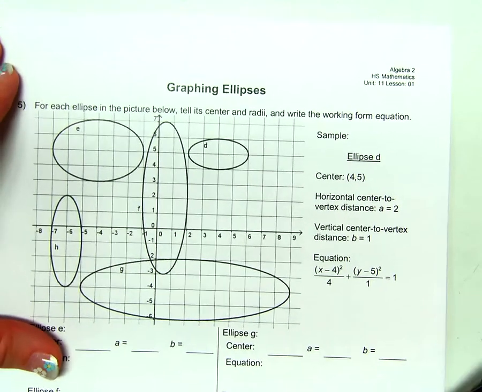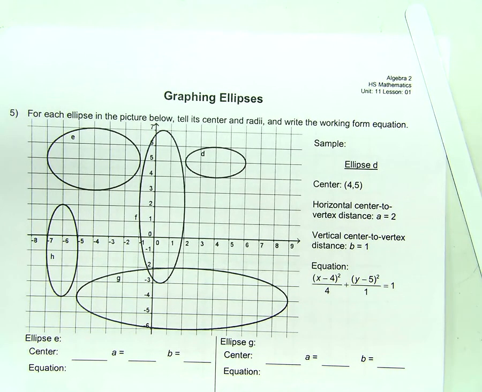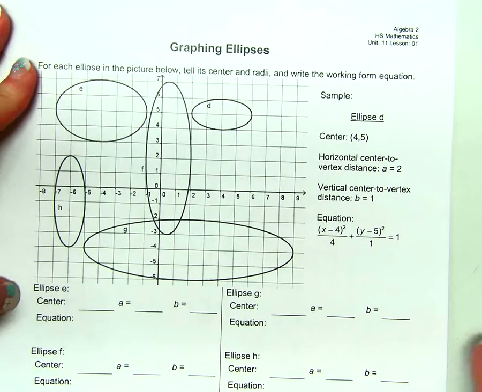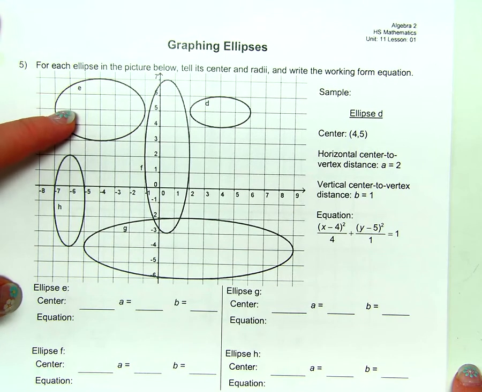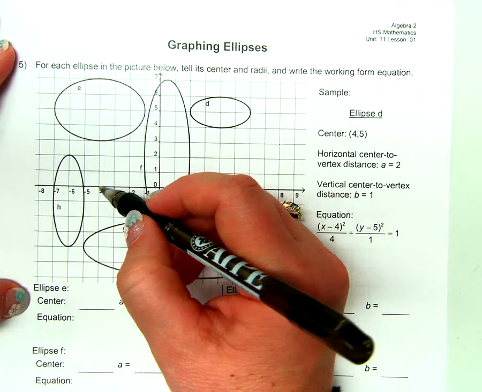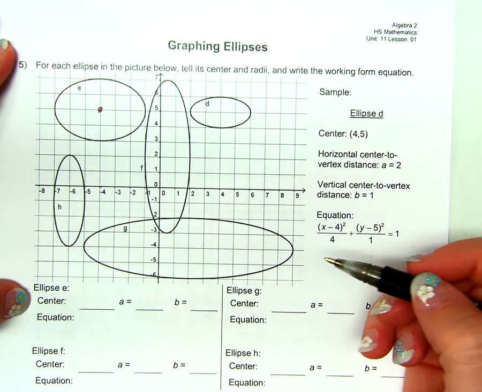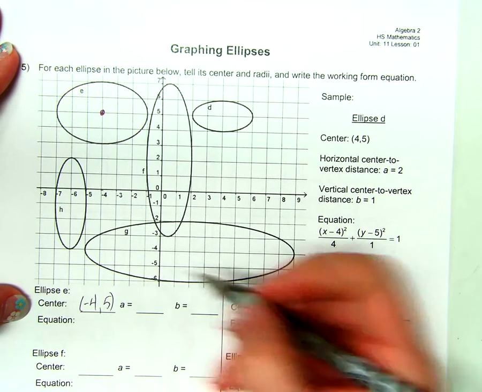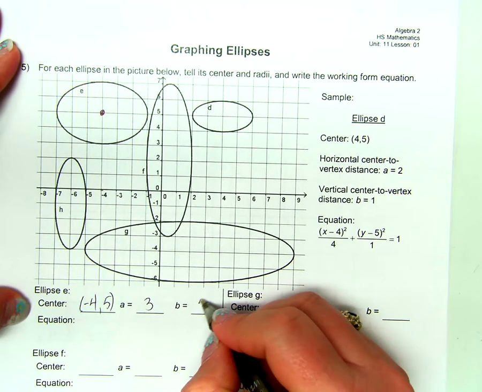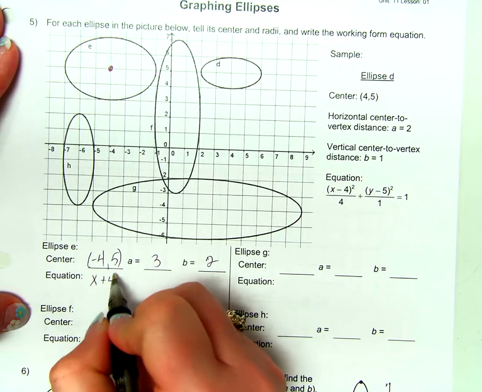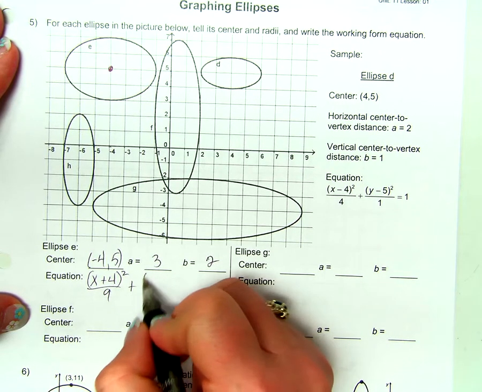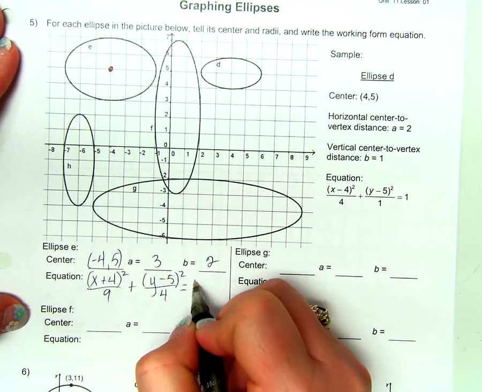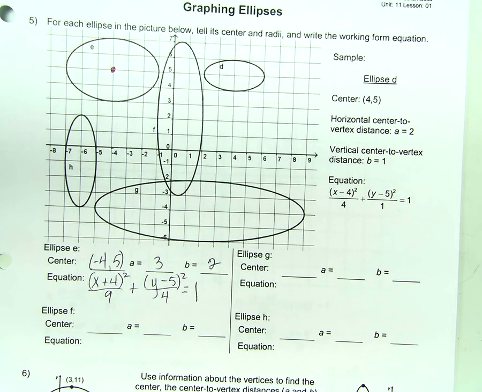Okay, number 5. Let's start with ellipse E. Notice I give you an example right here. Okay? Yay for us. Where's ellipse E first of all? Here? So where's the center? It looks like Squidward. Okay. Negative 4, 5 is the center. What's a? 3. And what's b? What's the equation then? Whoa, whoa, whoa. You can't say bravo until it equals 1. Otherwise, it's not an equation. Right? You see what I'm saying? Okay?